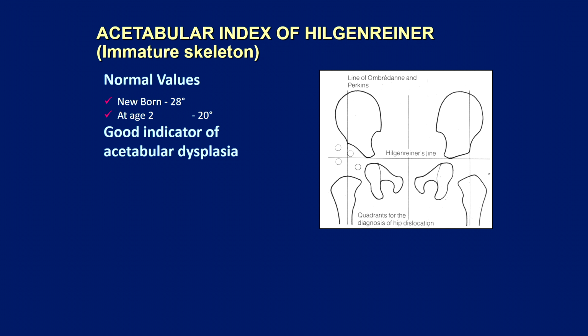Acetabular index of Hilgenreiner: you draw the Hilgenreiner line, which runs through the upper part of the triradiate cartilage, and then a line perpendicular to it, and that is the acetabular index. By the age of 2, it should be 20 degrees. Easy to remember, 2-20. And that's how you measure it.